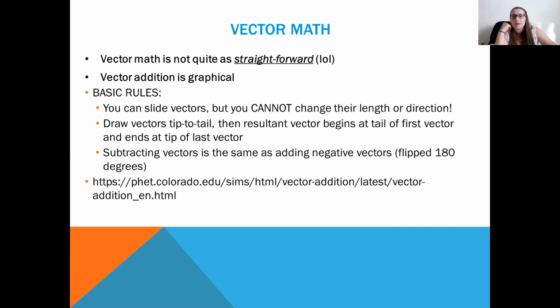When we add vectors together, usually we'll do it graphically. I'm going to go through some of the rules, and then I'm going to show you this really awesome website that will help you visualize these things.